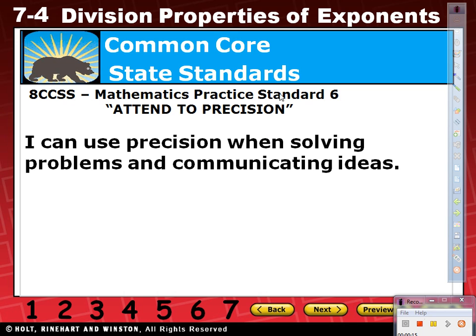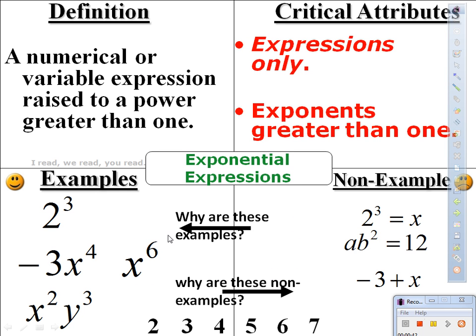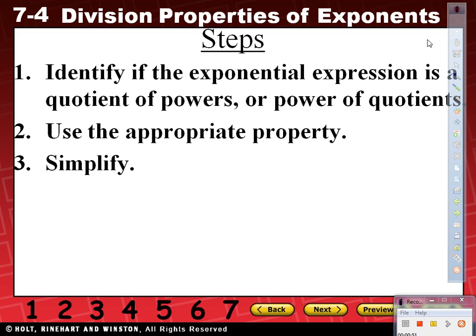Very good. Exponential expressions. We're still on the same one, and we're still simplifying. But today, we're going to start with division properties. Okay? So here we go. We know what exponential expressions are. We already covered this. We don't need to write it down, right? You already have it. But we do need steps. Write these down, please. There's 3 basic steps.